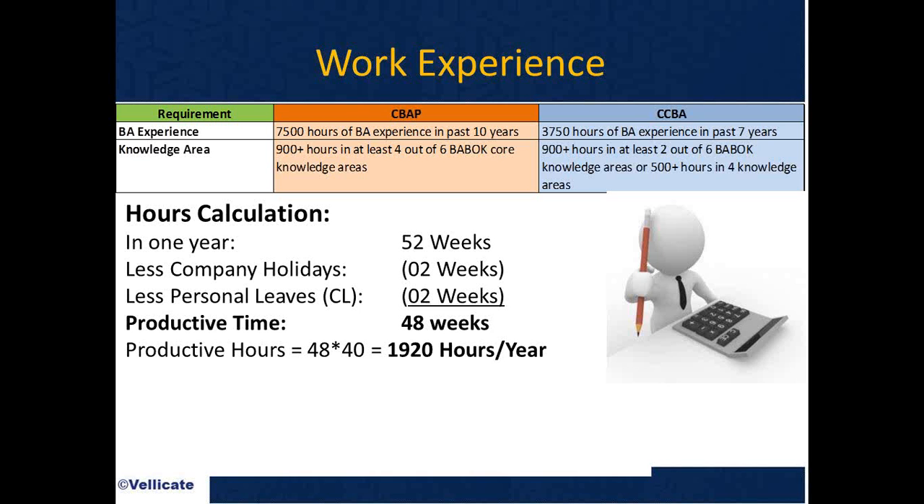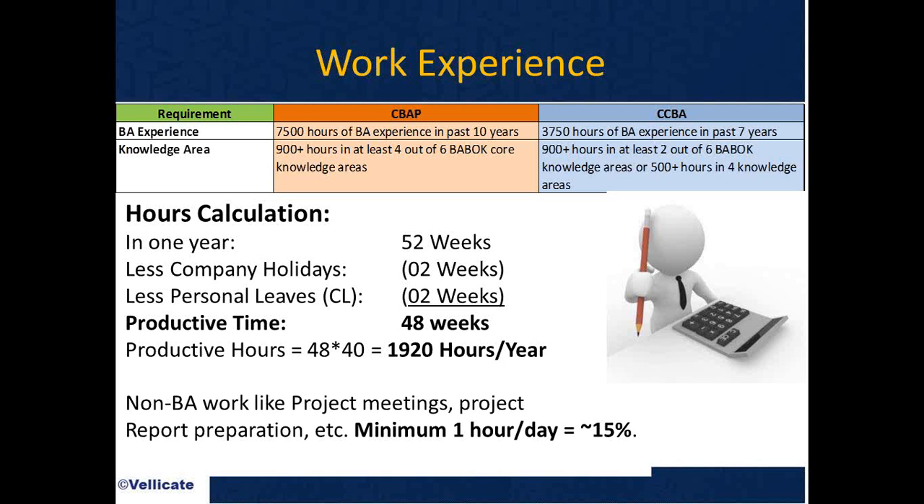Every person has a requirement of working on some things which are not BA hours, and it is fair to assume about 1 hour every day of that kind of work. So non-BA work, 1 hour every day, that means 1 by 8, which is roughly about 15%.